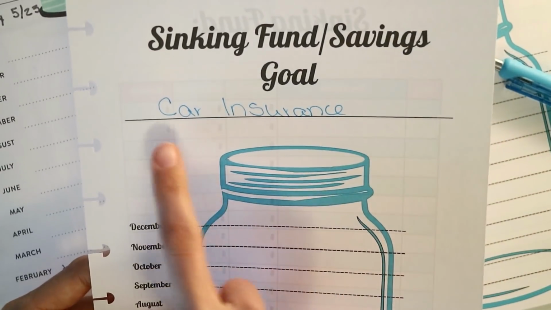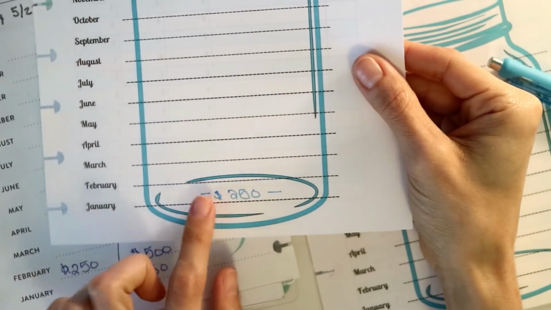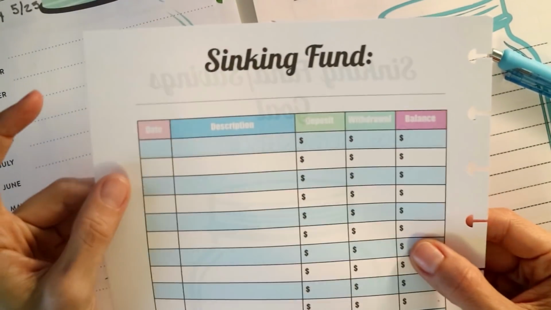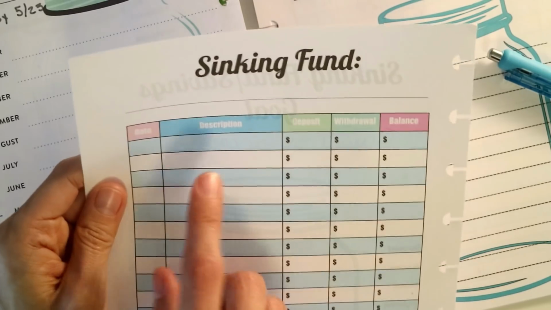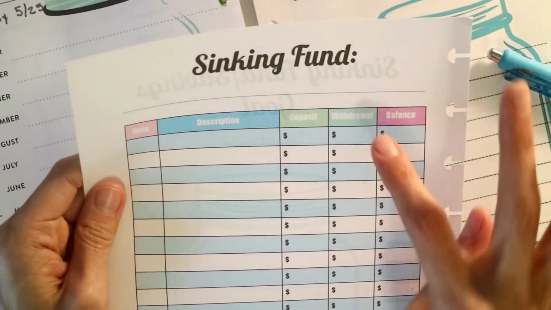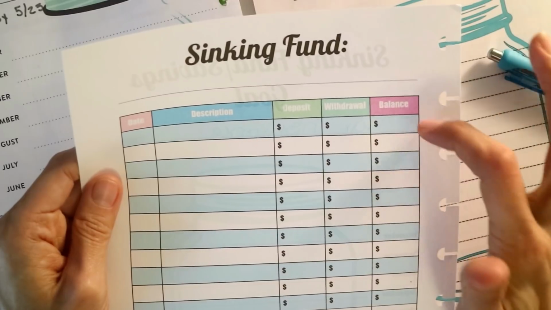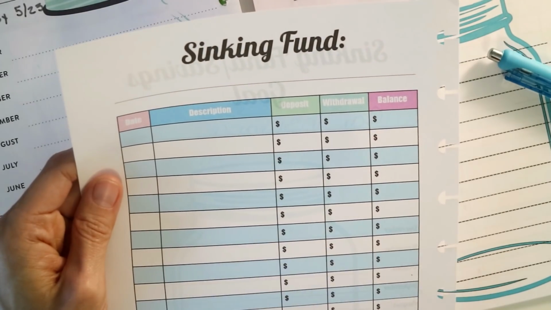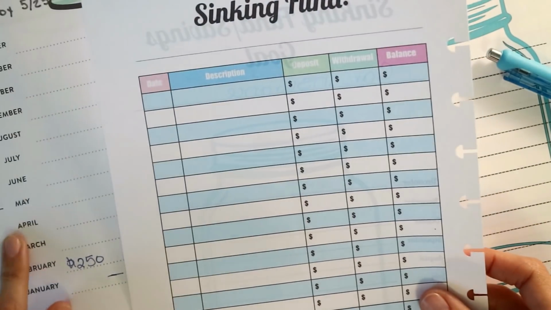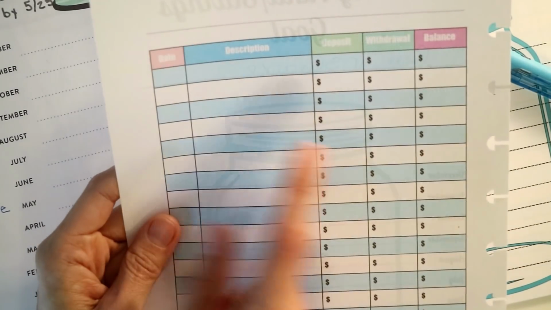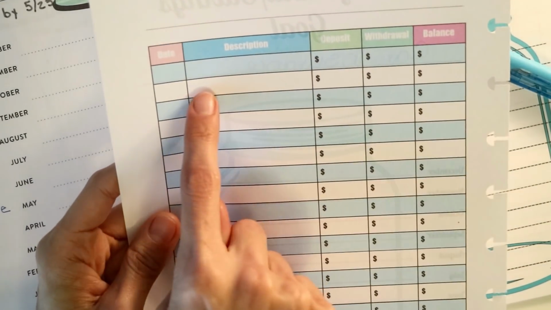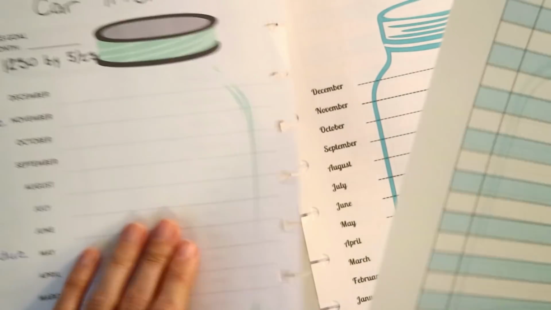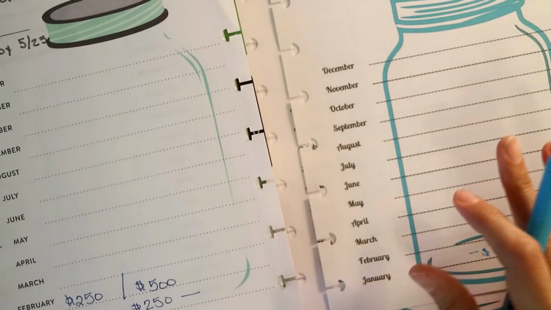So I'm just going to put car insurance here, the balance for each month, and then on the back I will put the date, the description, which, if it's a deposit, I'll just write deposit, the deposit amount, and then you'll have the balance. And if anything comes out of that sinking fund, like when I pay this insurance premium in May, I'll put the date that I'm taking it out of the sinking fund. I'll put premium payment, the withdrawal, and then the current balance for each of the sinking funds. So that's how I'm going to set that up.